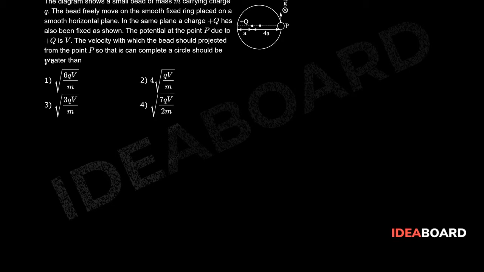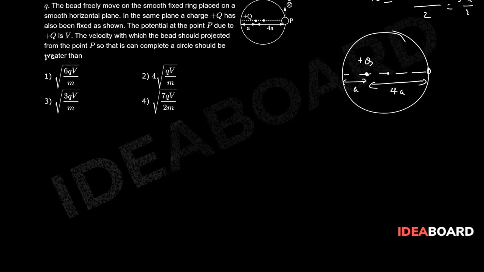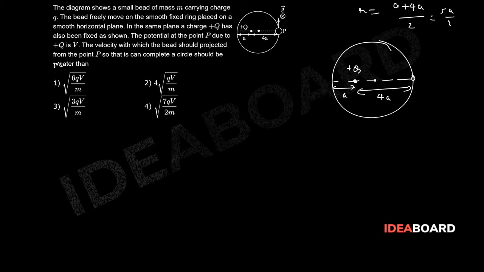should be greater than. Now this is a highly conceptual question. So suppose if I redraw the diagram, this is the situation. Here is our bead and this is the center of this circle, and there is another charge which is plus q. This distance is provided as a and this distance is 4a. So we can find out the radius of this circle will be (a + 4a) divided by 2. So this is 5a by 2, which is diameter by 2, and this is our bead, right?